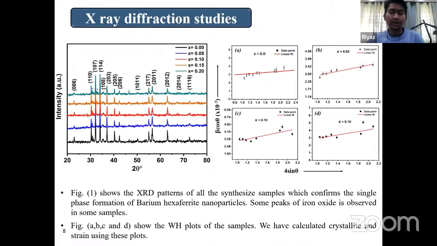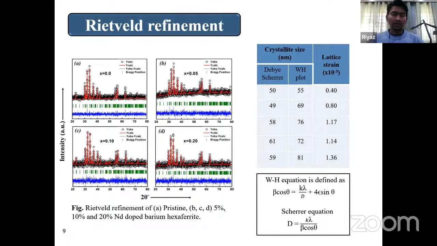To confirm the phase formation, we have done the XRD of our sample, and all the peaks are in agreement with the standard data. And to understand the nature of the strain and crystallite size of our sample, we have also plotted the Williamson-Hall plot. And for finding other necessary parameters like lattice volume and density, we have also done the Rietveld refinement, and these parameters are given in the slide.